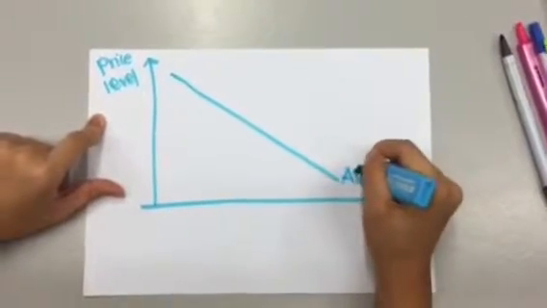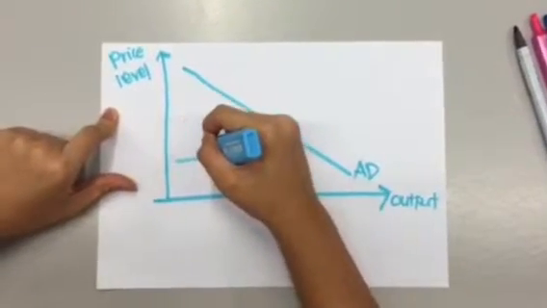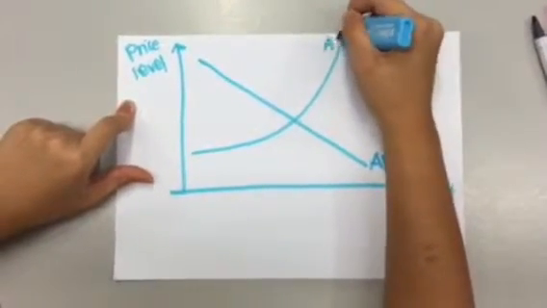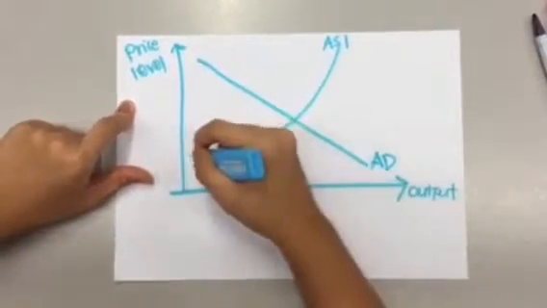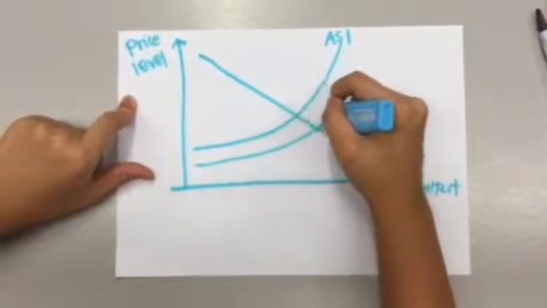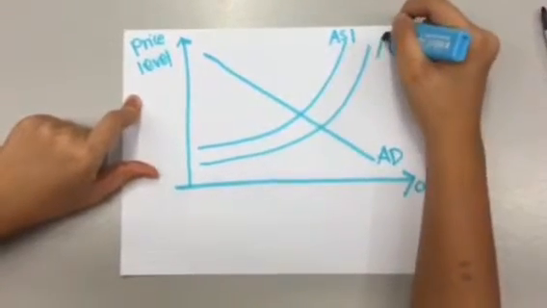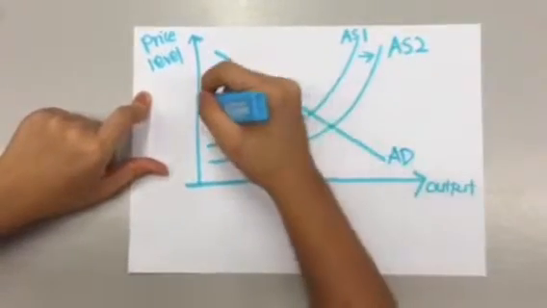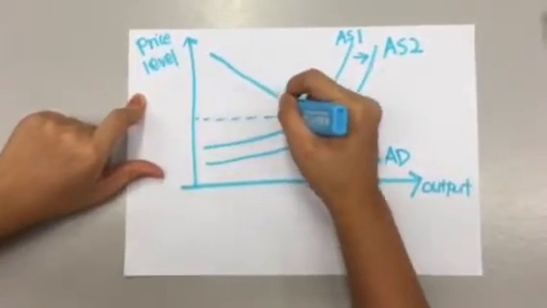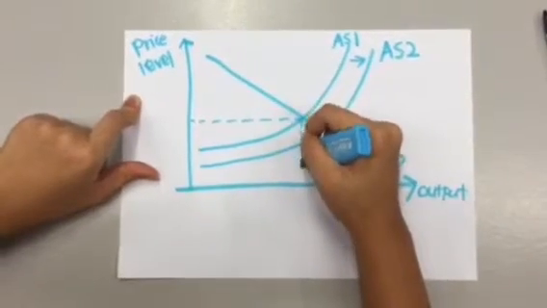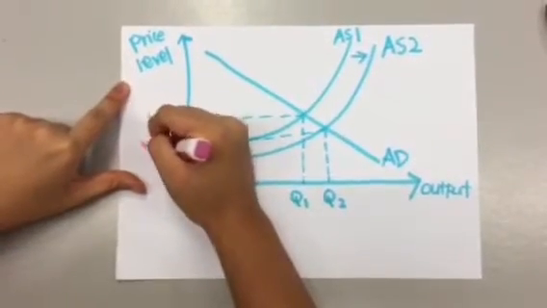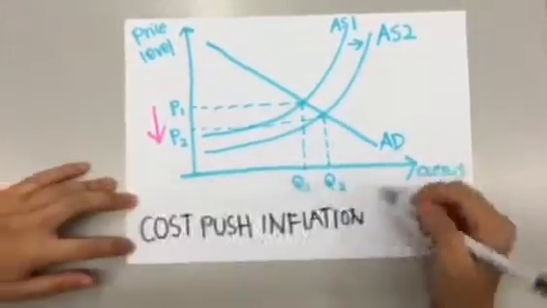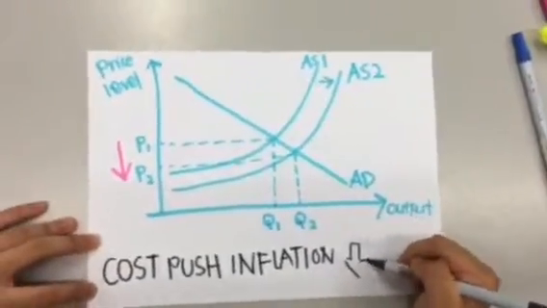The aggregate demand curve AD, the aggregate supply curve AS. Since the cost of production is reduced, there will be a shift in the aggregate supply AS curve to the right or downwards, as shown in the graph. From the graph, the price level decreases from P1 to P2. The fall in price indicates that inflation is controlled.